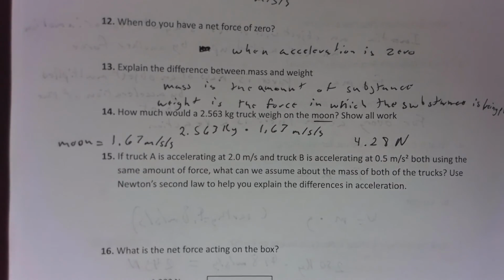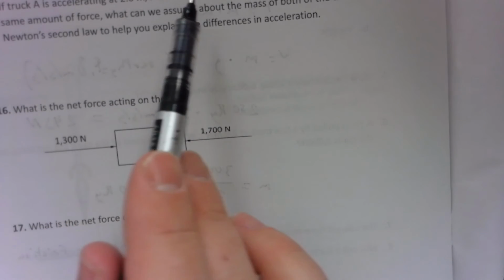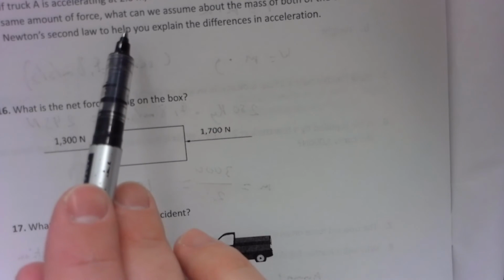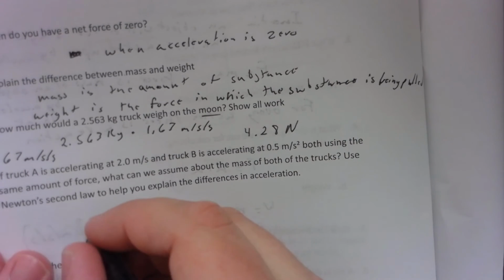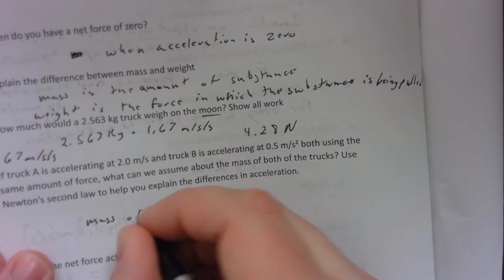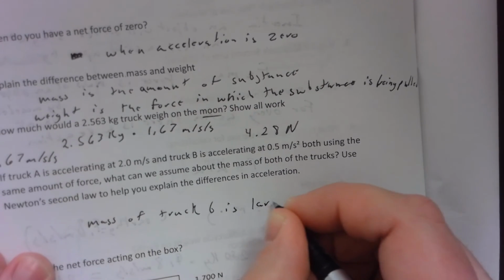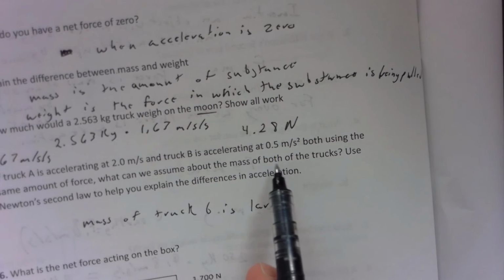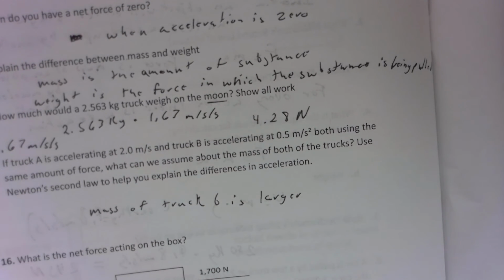Now, what is the net force acting on a box? And remember, if truck A is accelerating this much and truck B is accelerating this much, and both have the same amount of force, what does that mean about the mass of both trucks? That means that the mass of truck B must be much bigger. Because if truck A is accelerating almost 4 times as fast as truck B, that means the mass of truck B must be 4 times the amount of truck A. Alright?